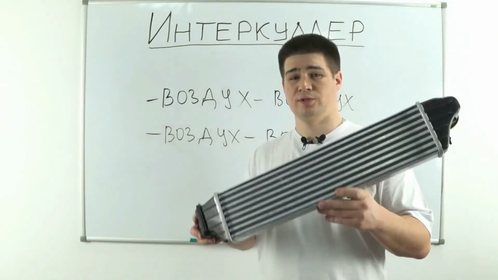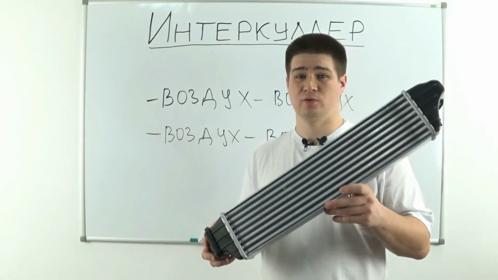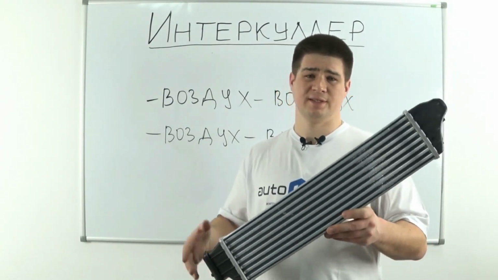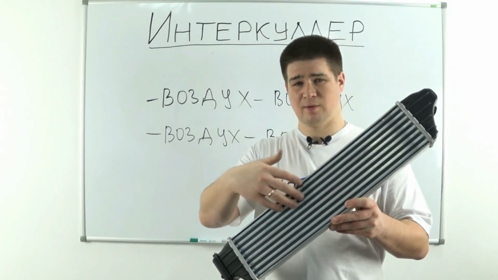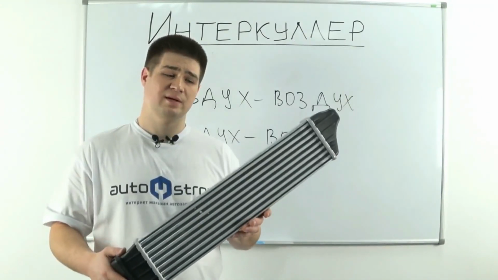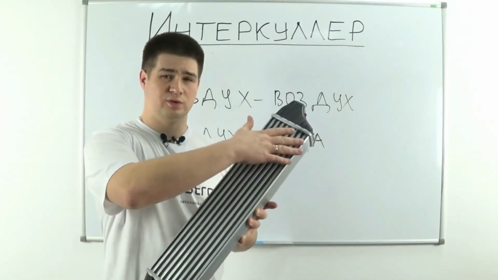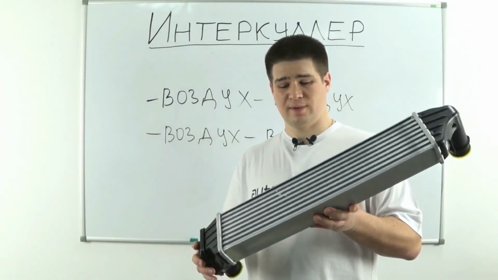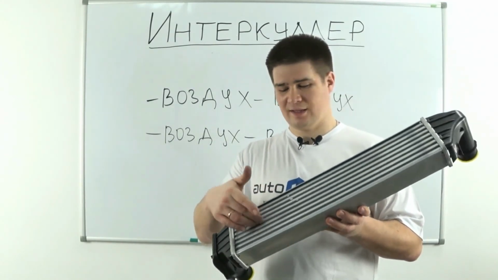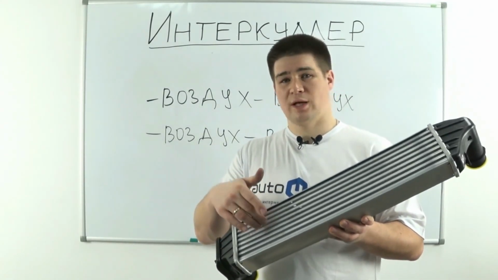There are several main intercooler malfunctions. The first malfunction is mechanical damage to the intercooler itself. The second malfunction is the clogging of the cells. And the third malfunction is the corrosion of these tubes when the intercooler begins to let hot air through.